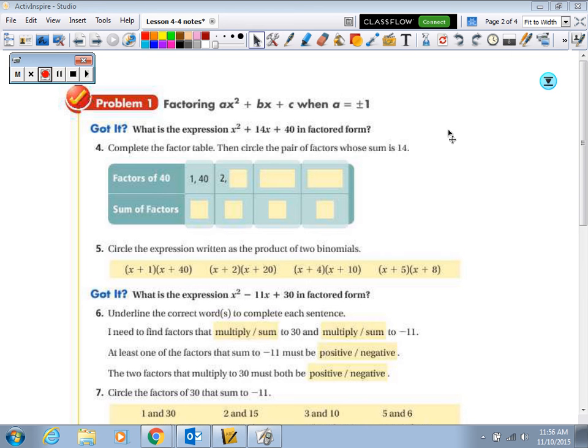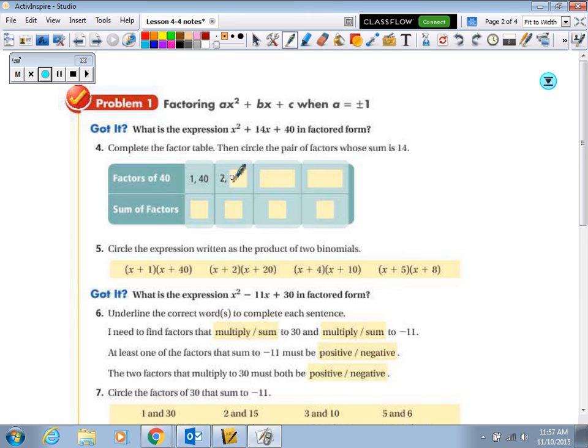The first method we're going to use is factoring ax squared plus bx plus c when a is equal to either positive or negative 1. I'll be honest, I mostly only do positive 1. I don't do negative ones. But we're going to go through that, so let's go ahead and get started and knock this out.